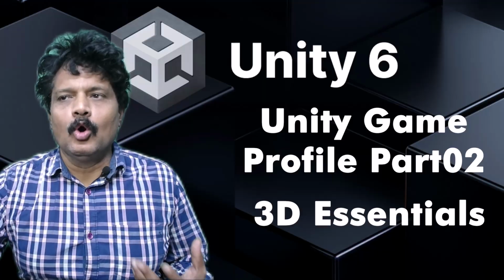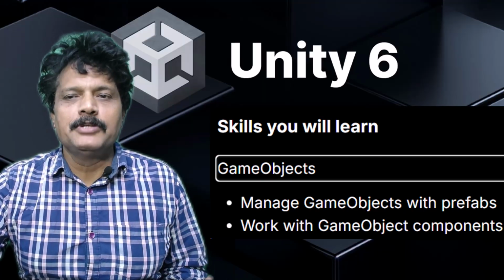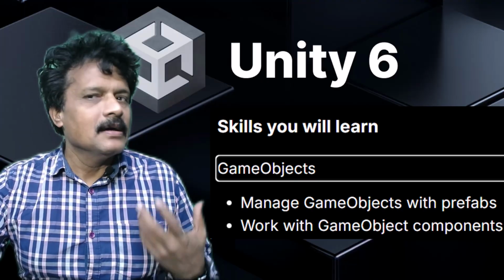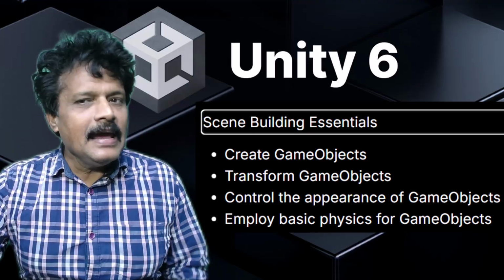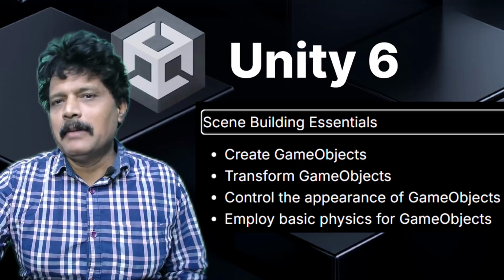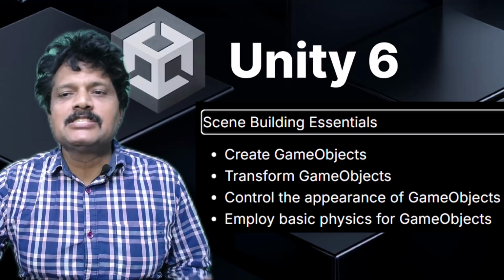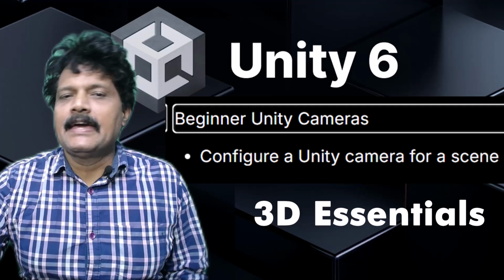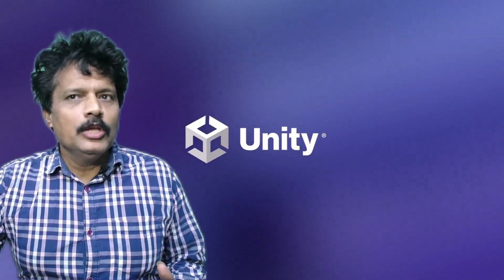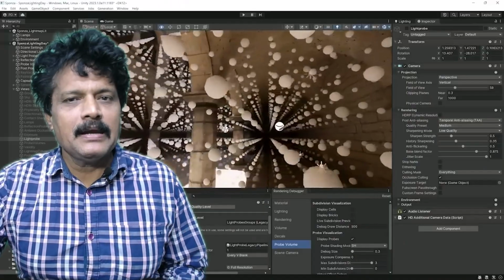The skills that you are going to learn here are regarding GameObject: managing GameObject with prefabs, work with GameObject components, then scene building essentials, create GameObject, transform GameObject, control the appearance of GameObject, employ basic physics for GameObject, and finally configure a Unity camera for a scene. With Unity, you can create vast, fantastic 3D environments, precise, hyper-realistic simulations, and anything in between.